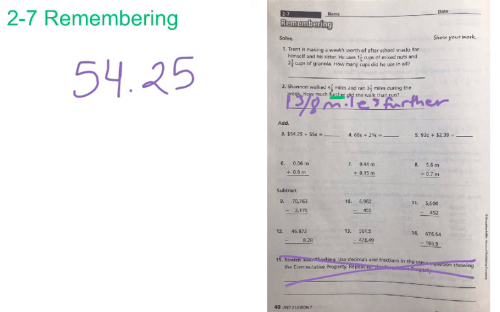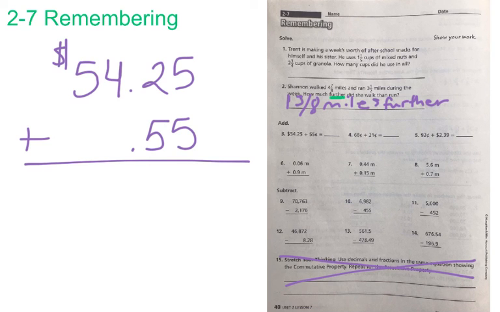$54.25. And we have a dollar sign here. Now, when you look at that, you're adding to that. What it says is 55 cents. Well, in order to write 55 cents, we know that 55 cents is 0.55. And so you have to get that decimal point in there. And then you can write the cent sign over here, but it's not necessary.